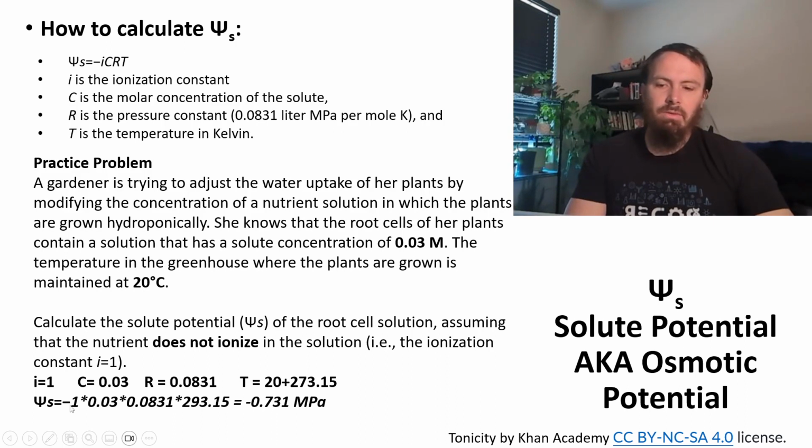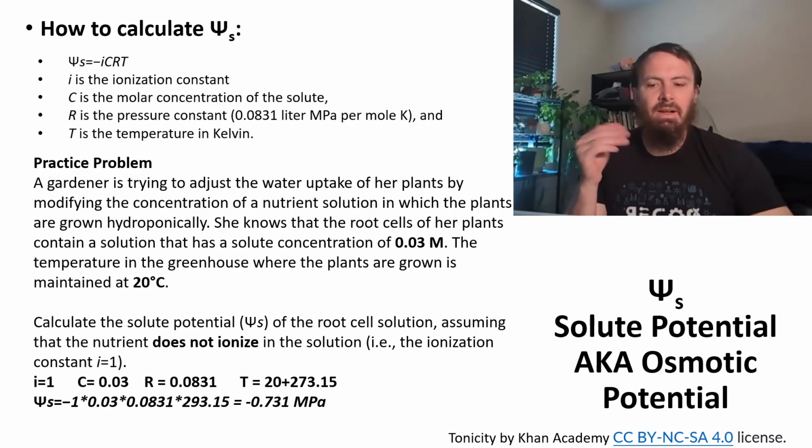You put all that together, so negative 1, because there's a negative symbol in the front, times 0.03, times 0.0831, times 293.15, equals negative 0.731 megapascals. So it's not too bad. That gives you the solute potential, right? Just using that equation there.